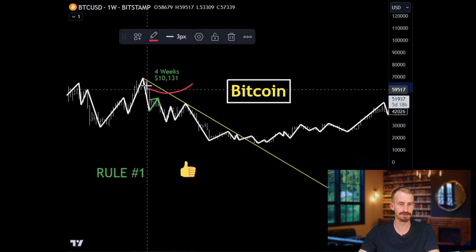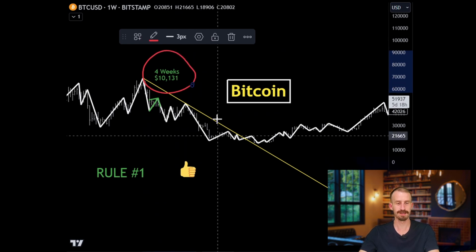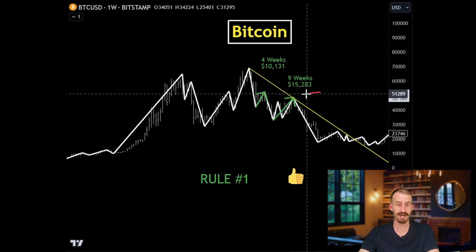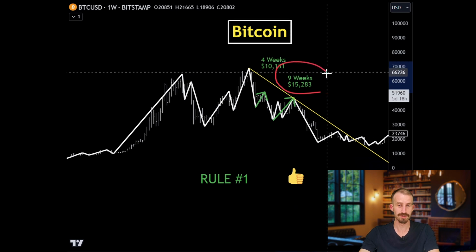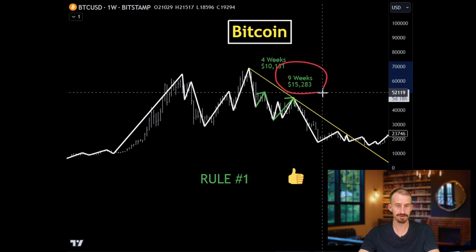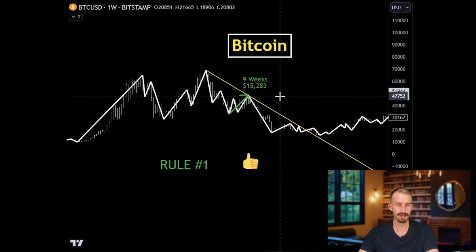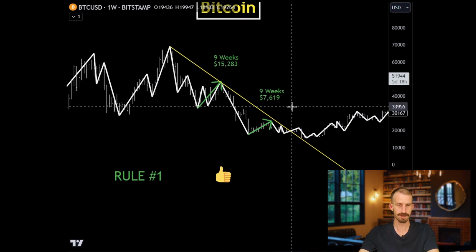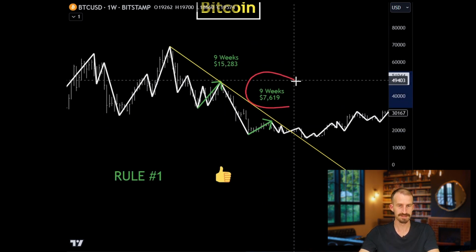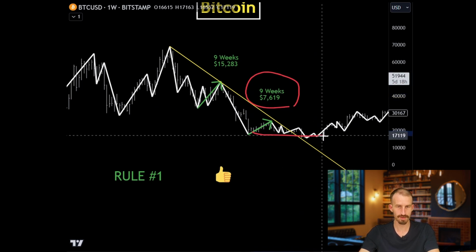The first rally lasted a total of 4 weeks and about $10,000. The next rally, 9 weeks, totaling $15,283. Now this is our strongest rally, so we can remove the previous rally. Now we're trying to find a rally that lasts longer than 9 weeks, $15,283. The next rally clocks in at 9 weeks, but $7,619 before a new low is formed.